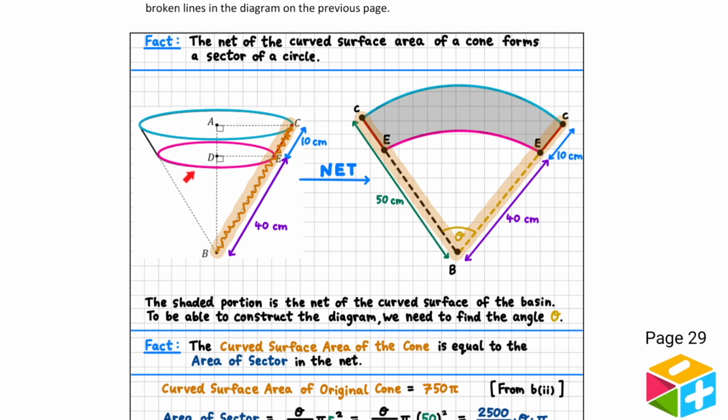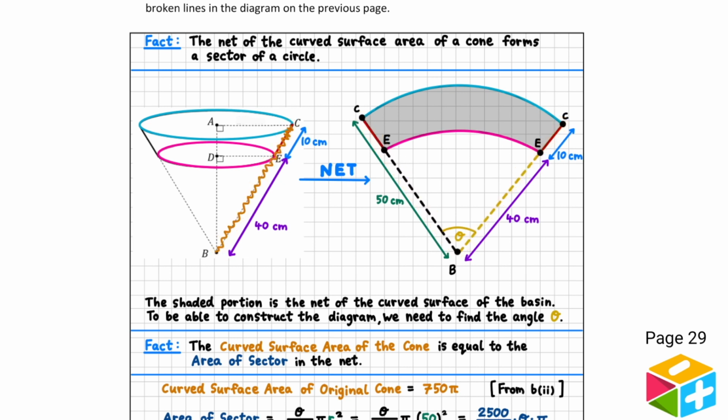The base of the basin, which I've drawn in as this pink circle, will correspond to an arc. The top of the basin, which I've drawn as a blue circle, would also correspond to an arc. The curved surface area of the basin will be the region between these two arcs. I've coloured that in grey here.